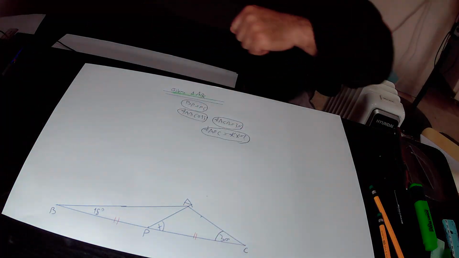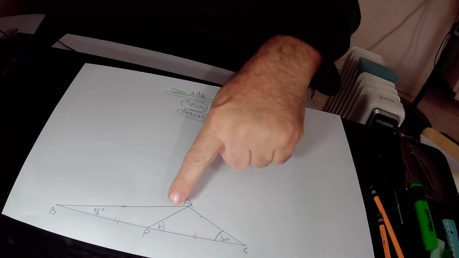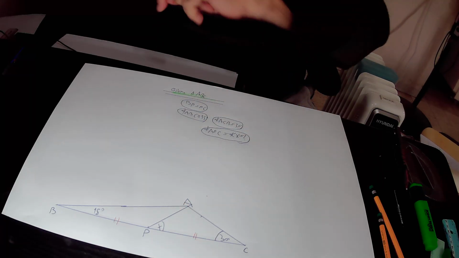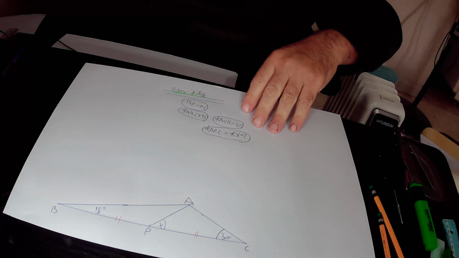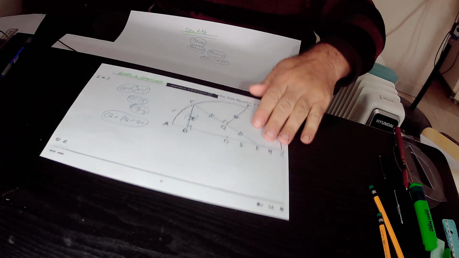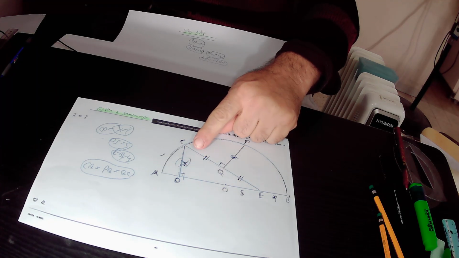Hello, in this lecture we'll answer two questions. In the first question, we find out the size of this angle APC equals x, so we have to find the value of this angle x. And in the second question, we'll find out the length of this line segment CD equals x.